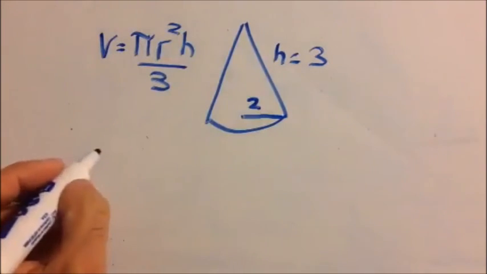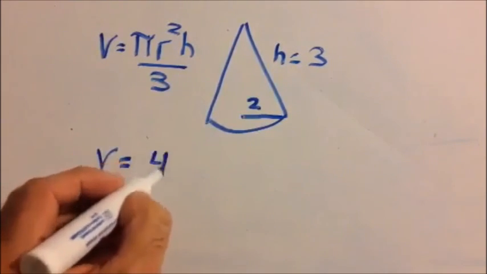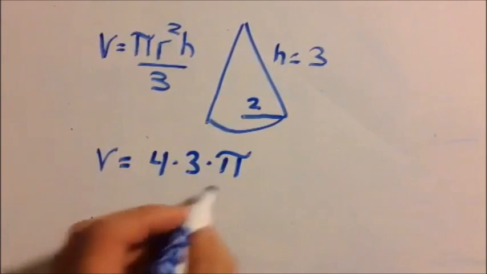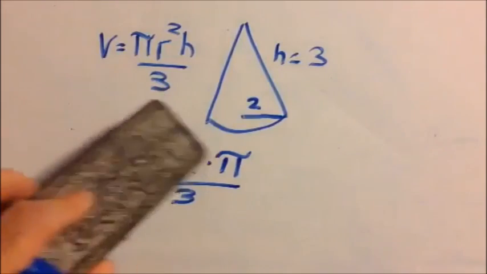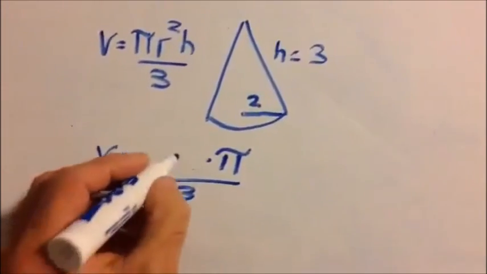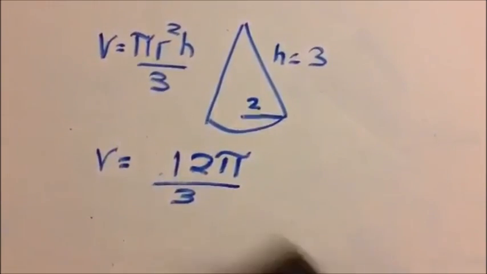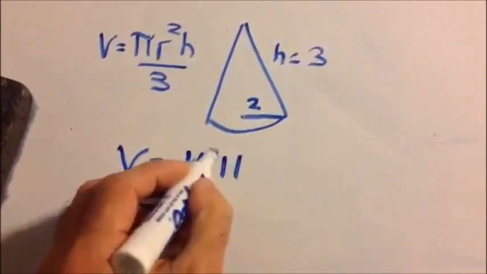Okay, so our volume is now going to be, and we're going to do this in terms of pi, so we're not going to solve for pi. So our radius is 2, so 2 squared is 4, so we have 4 times the height of 3 times pi, and we're not going to touch pi, all divided by 3. And 4 times 3 is 12, so I'll erase this. And I will just say volume is 12 pi divided by 3, and 12 divided by 3 is 4. So the answer, in terms of pi, will be the volume is 4 pi.